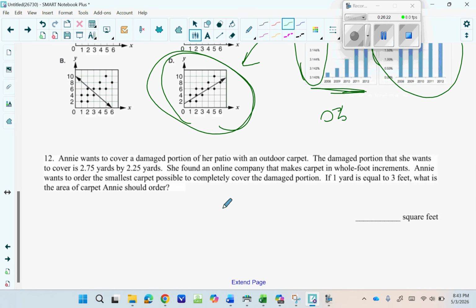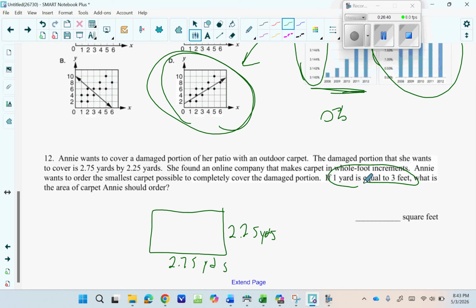Okay, let's do this. Okay, so we need outdoor carpet. So I'm going to make a rectangle. Okay, so this is 2.75 yards by 2.25 yards. And I know that 1 yard is equal to 3 feet. So what I'm going to do is multiply this by 3 and multiply this by 3.